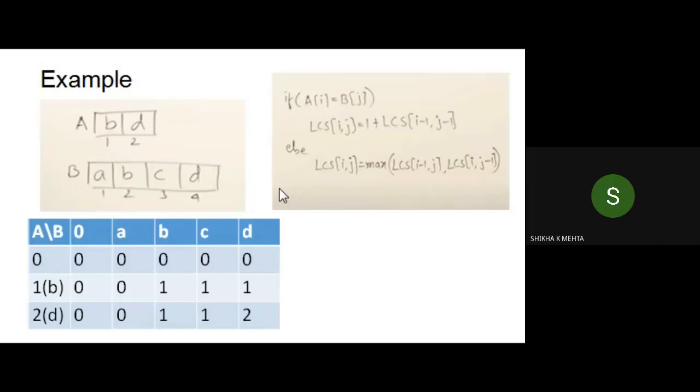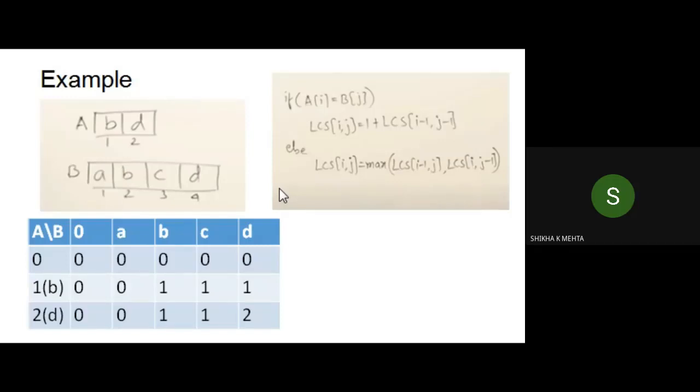Since they are the same, the condition is met, and in that case we have to fill the table like this. This is equal to 1 plus the diagonal element. So 1 plus the diagonal element, and the position was 1, 2. In this position, the diagonal element is 0, right? So the diagonal element is 0, so we say 0 plus 1 is 1. That's why in LCS[1][2], the value that is coming up is 1.